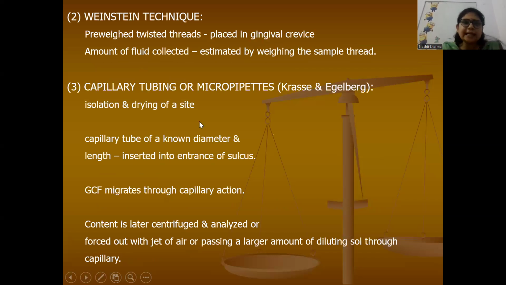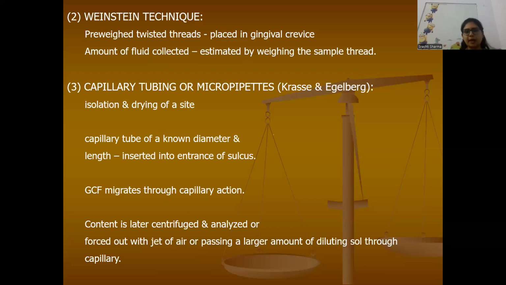So, Weinstein technique: pre-weighed twisted threads which were placed in gingival crevice. So, amount of fluid collected was estimated by weighing the sample thread. Then capillary tubing or micropipettes, which was introduced by Krasse and Egelberg. Isolation and drying of a site. Capillary tube of a known diameter and length inserted into entrance of sulcus.